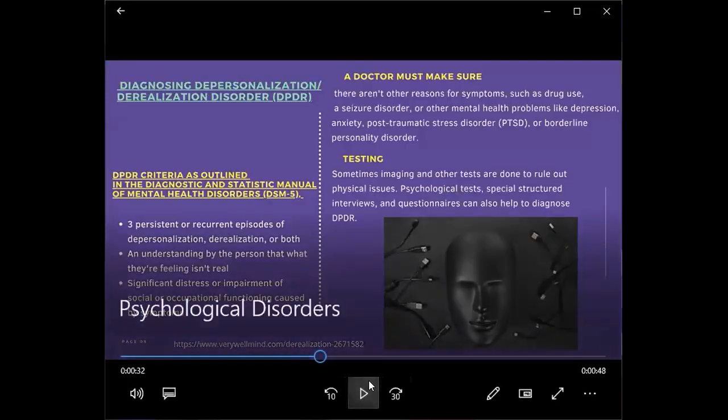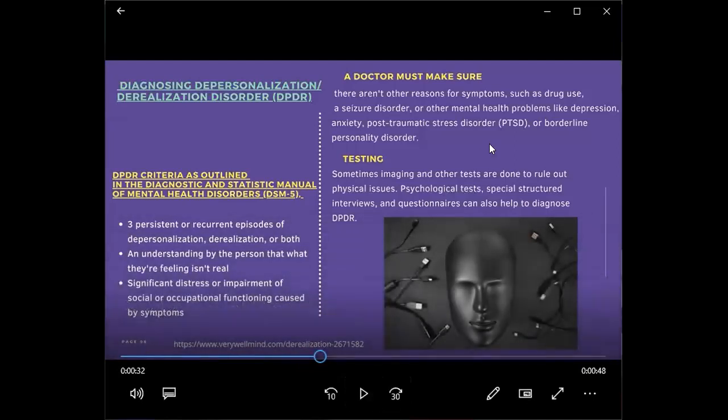So to diagnose depersonalization or derealization, DPDR, they have to have at least three persistent or recurrent episodes of these things. They have to understand that what they're feeling isn't real and that it's just in their mind. They have to know that. And they have to have significant distress or impairment of social or occupational functioning, which pretty much means they have to experience this, and it has to be something legitimate.